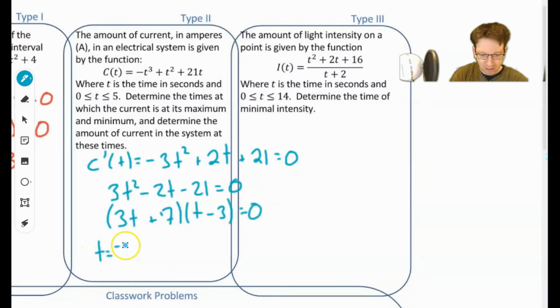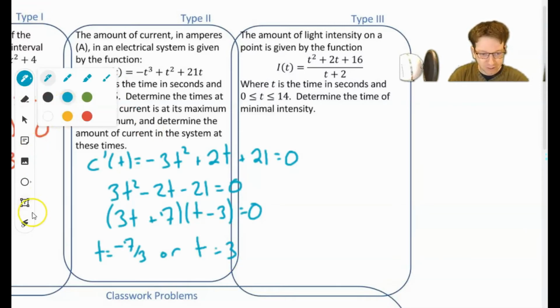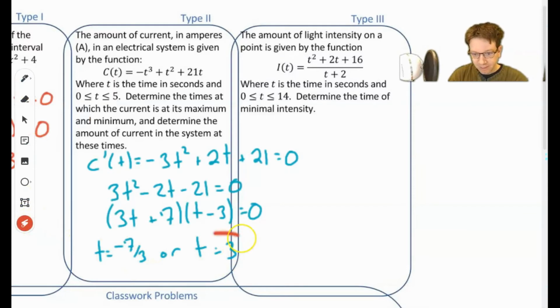One, it can be -7/3, or t could be 3. But let's look at these two solutions. This one, t equals 3, could be a possible maximum or minimum because it is on the interval that we care about. But this one, -7/3, it's not on that interval, so it's not going to be one of our solutions. I'm going to cross that one out.